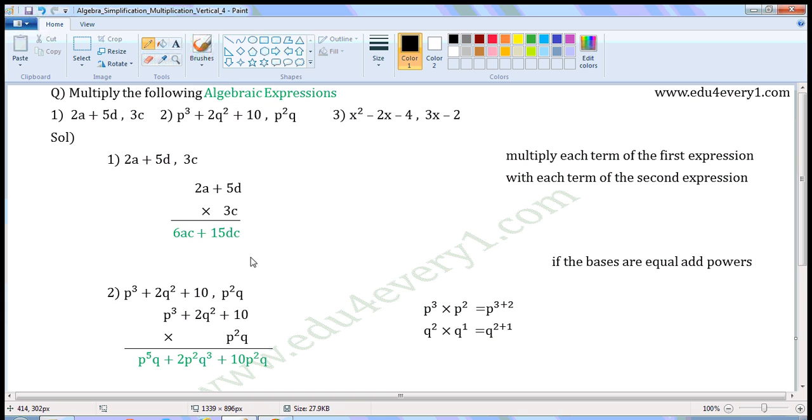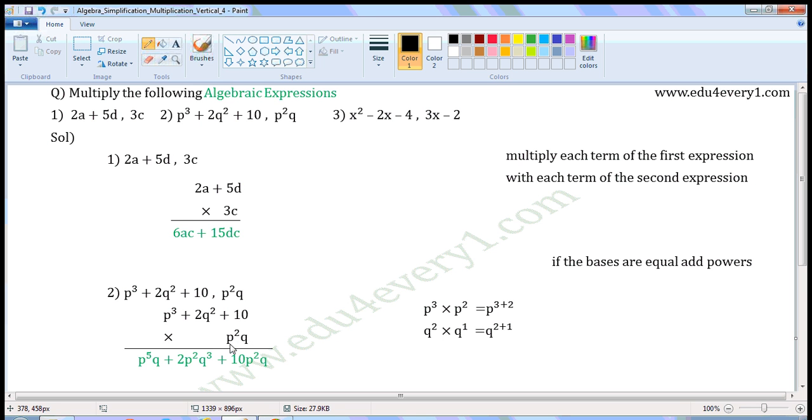Next set of expressions, p cube plus 2q square plus 10, plus p square q. We have to multiply these two. So write p cube plus 2q square plus 10 into p square q. First we have to multiply these two, then these two, then these two. P to the power of 3 into p square q.